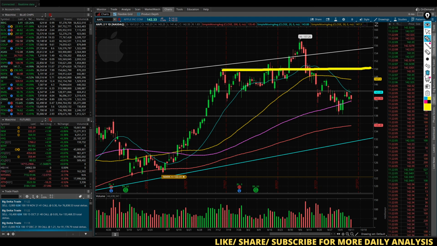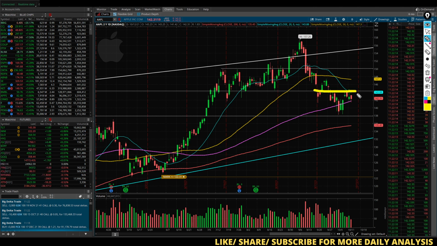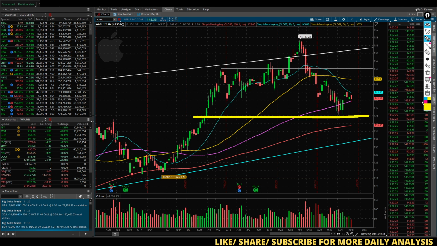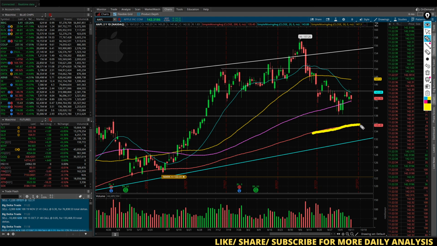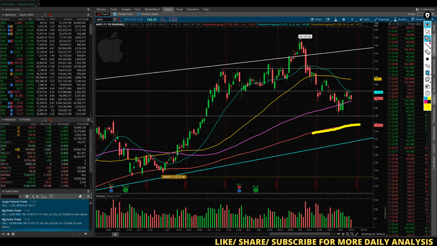So also 144 could be a good point to keep an eye on if it gets and builds above. You can watch that level as well. But for me, this 138, which I'm watching as a support as well, is a reasonable price to keep an eye on before watching this 200-day moving average as a support. So these are the support levels.